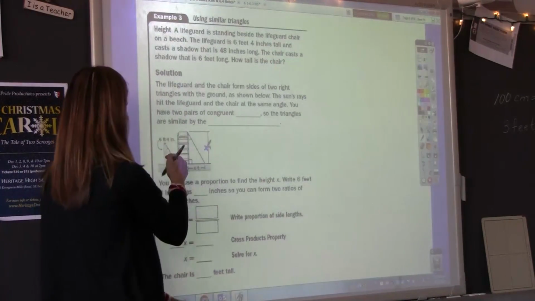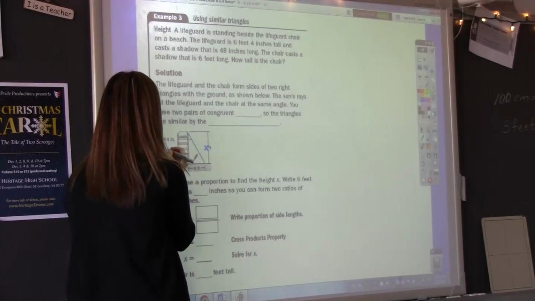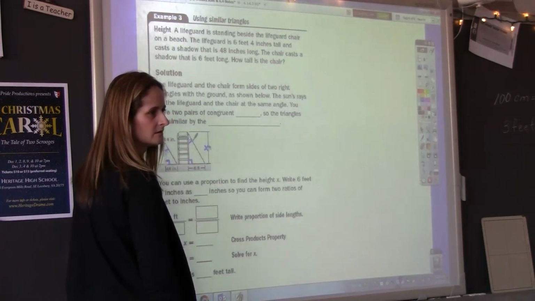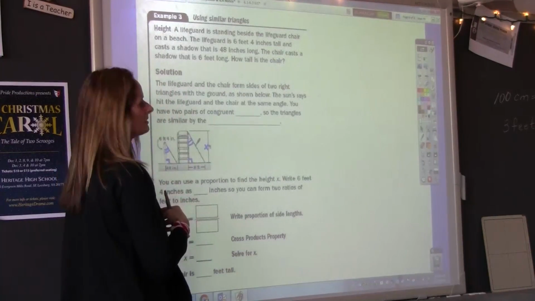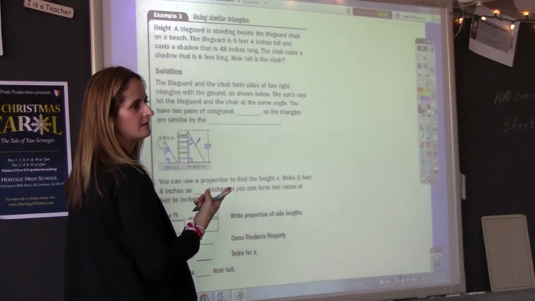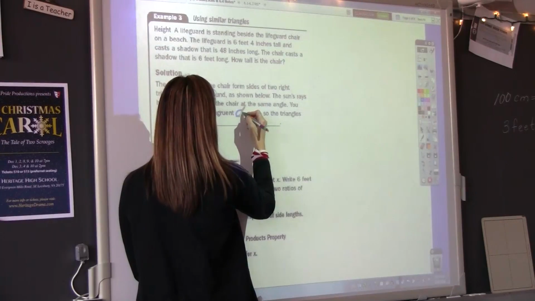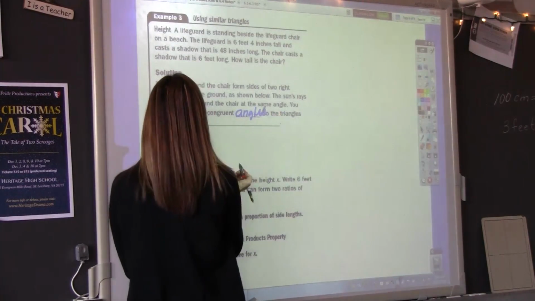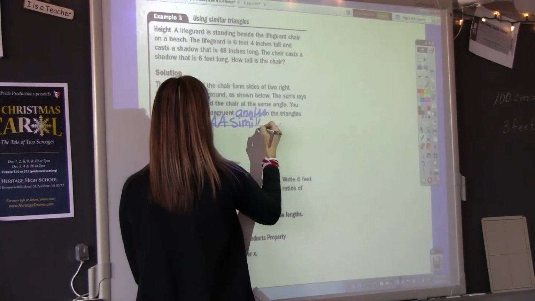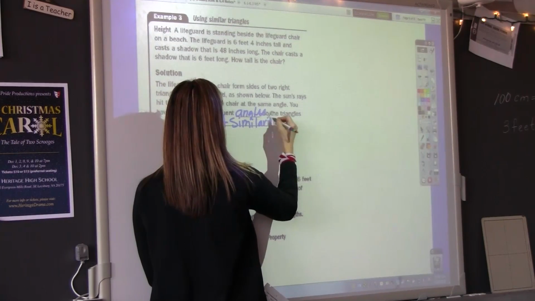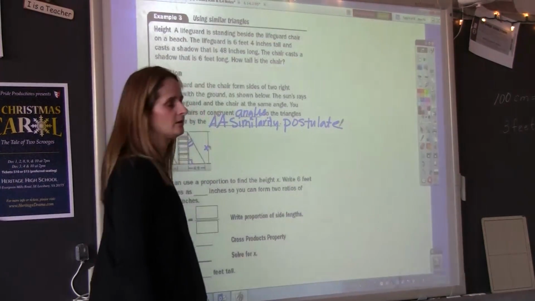We've got these 90-degree angles right there. There's one set of corresponding congruent angles. We actually have another angle up here because of the sun. So we have two sets of corresponding congruent angles, which make these two triangles similar by the angle-angle similarity postulate. You have two pairs of congruent angles, so the triangles are similar by the angle-angle similarity postulate.